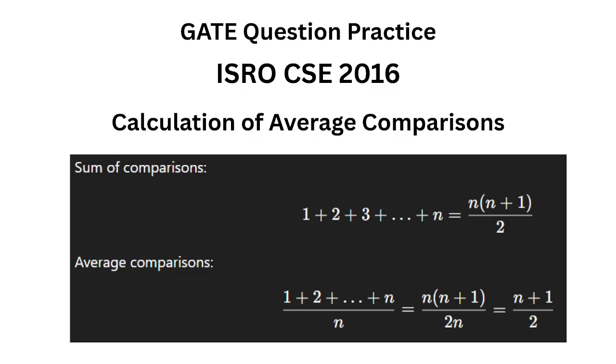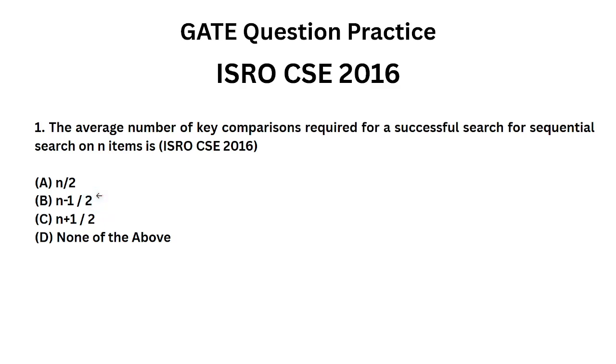For example, if there are 5 elements, the average comparison would be (5 plus 1) by 2, which is 3. So on average, we find the element at the third position. Let's have a quick recap. We are doing a successful linear search on n items. Each position is equally likely. The average comparisons are (n plus 1) by 2. So here option C is the correct answer.